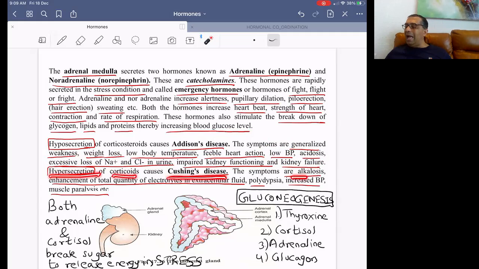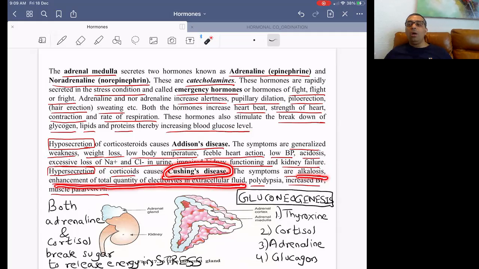Here the symptoms are alkalosis. If you remember, acidic pH, acidosis is in Addison's, and alkaline pH will be in Cushing's disease. So Cushing disease में alkalosis होता है, enhancement of more electrolytes in the extracellular fluid. Too much aldosterone means excessive sodium reabsorb होगा, and all that sodium will get accumulated in your body lymph. तो lymph के अंदर बहुत ज्यादा सोडियम आ जाएगा.